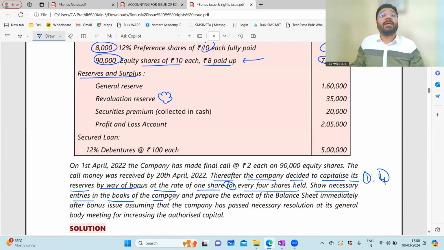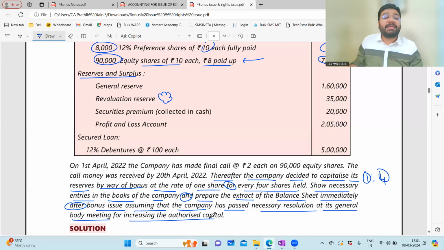Necessary entries means what? Right from the last call being made for 2 rupees, then the money being received, then the capitalization of reserve, finally the capital entry. So 4 entries you have to pass in total. And not only that, prepare the extract of balance sheet immediately after the bonus issue, assuming that the company has passed necessary resolution at its general body meeting for increase in authorized capital. Now this line I'll explain at the end when we do the final balance sheet.